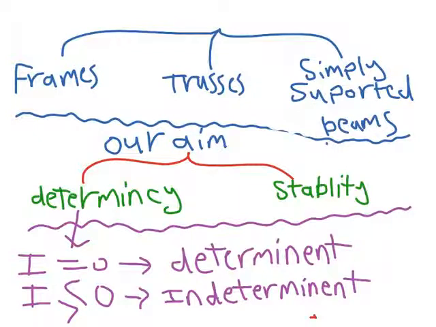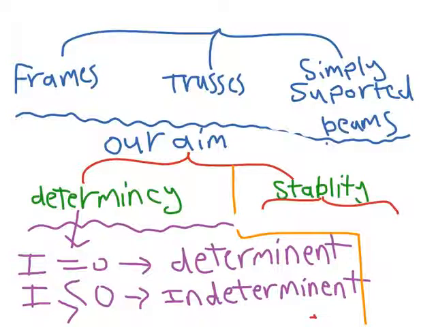Before we get into details, we have three types of systems: frames, trusses, and simply supported beams. What's our aim? Our aim is to determine whether the system is stable or determinate. To know if the member is determinate or not, we have to compute the value of I. If I equals 0, then the member is determinate. If I is larger or less than 0, then the member or the system is indeterminate.